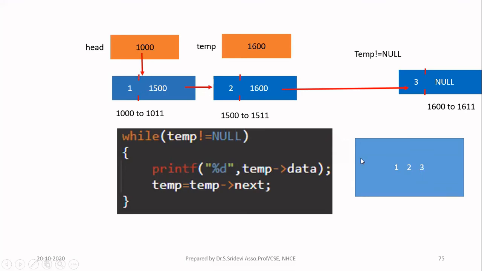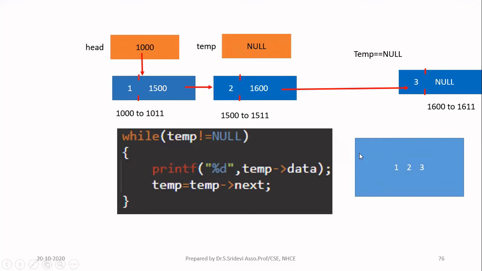After you display 3, next change temp to the next field of temp. That is nothing but this is temp, 1600. The next field of temp is null, right? So now after this is executed, your temp will be null. Now you come to the while loop again and check whether temp is not equal to null. Now temp is null. Since it is null, you will not go inside the loop. You will come after the loop.